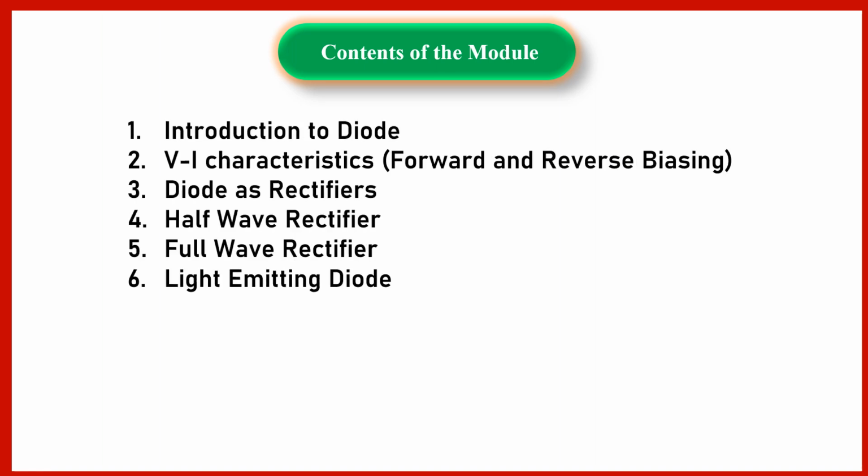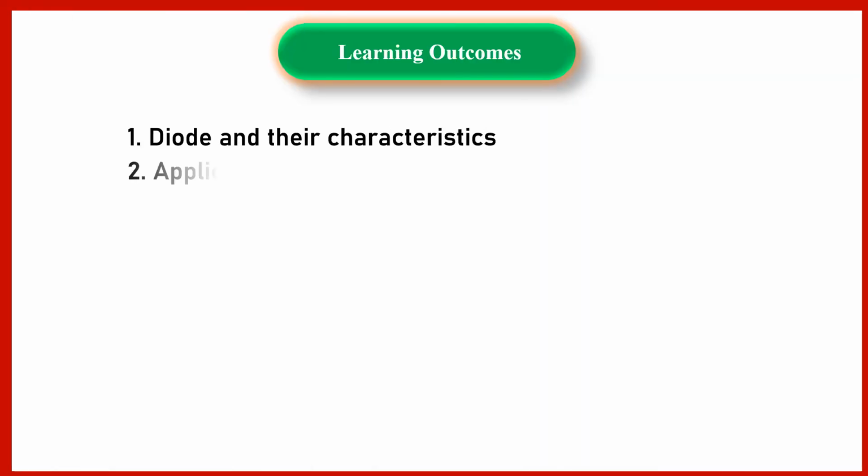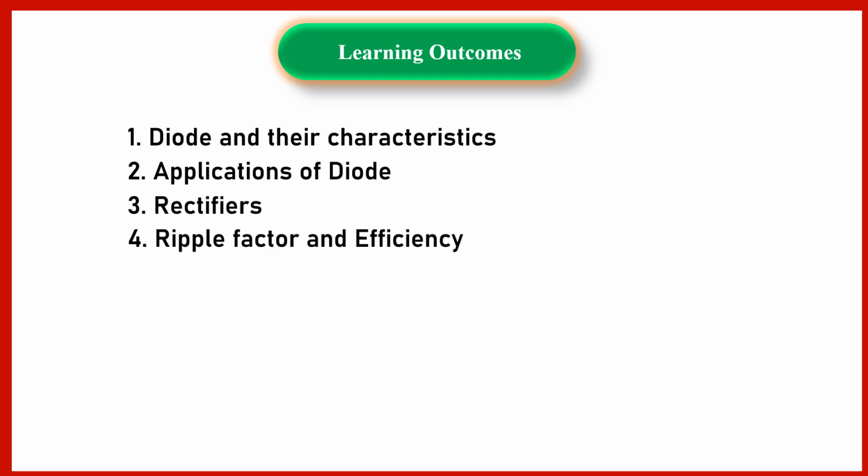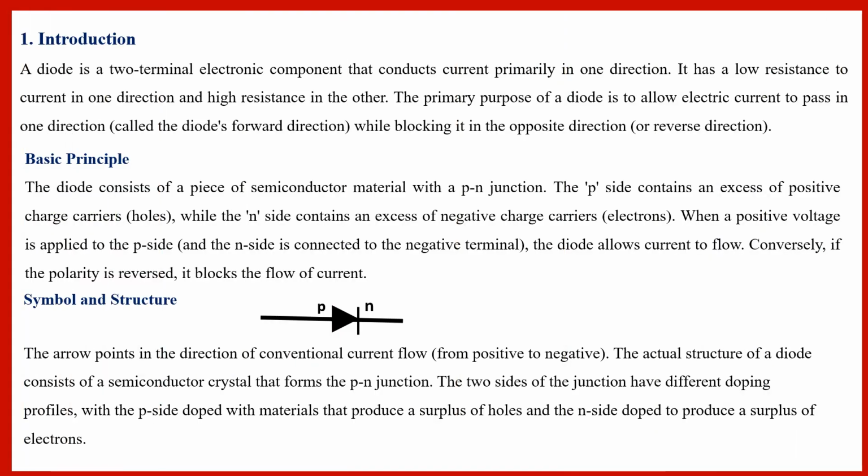The contents of the module are as such: introduction to diode, VI characteristics, diode as rectifiers, half-wave rectifier, full-wave rectifier, and their application, particularly as light-emitting diode. After having the idea of the contents of the module, the learning outcomes will be diode and their characteristics, applications of diode, rectifiers, ripple factor and their efficiency, light emitting diode, etc.